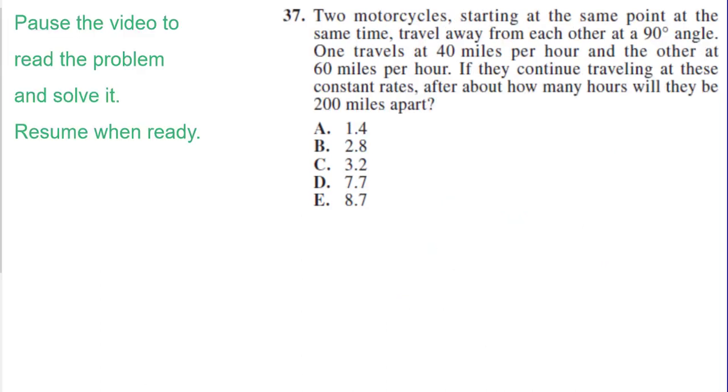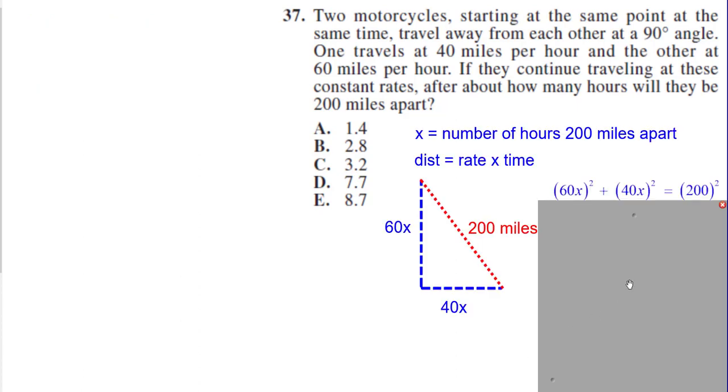Number 37, pause is needed. So for this one here, I made a right triangle drawing. Let x be the number of hours until they're 200 miles apart. We recall that distance equals rate times time. So we've got 40x is one of the right angle legs and 60x is the other leg. And so the distance apart has to be 200 miles, the hypotenuse. So using Pythagoras' theorem, the quantity of 60x squared plus the quantity of 40x squared is the hypotenuse squared.